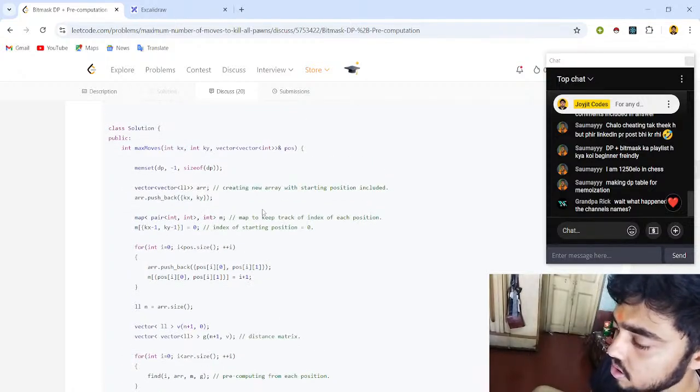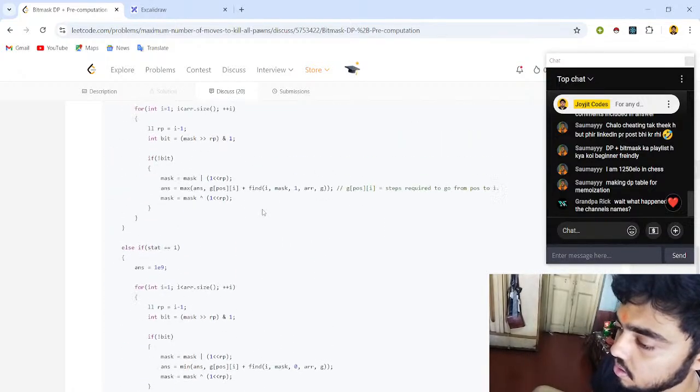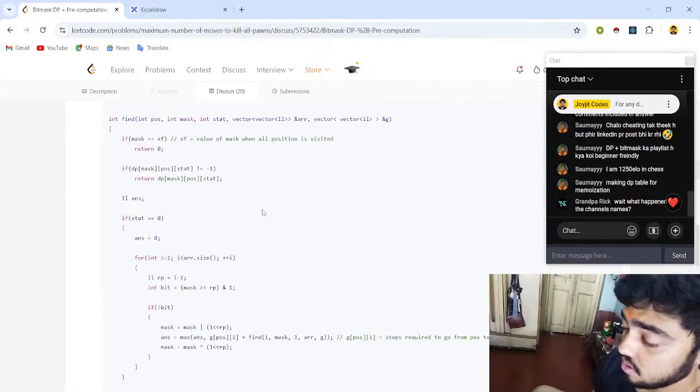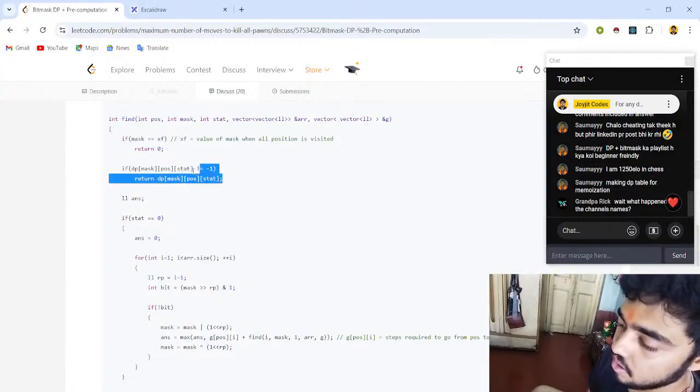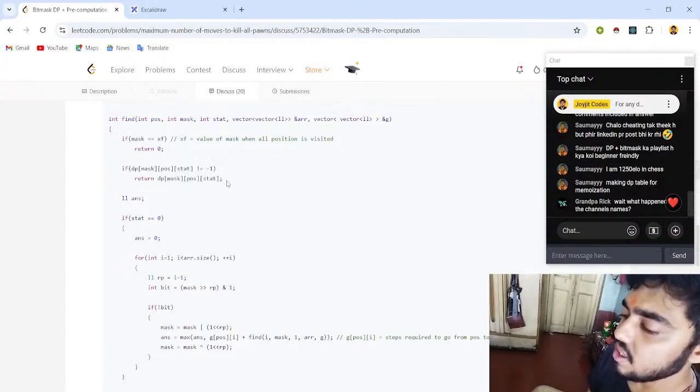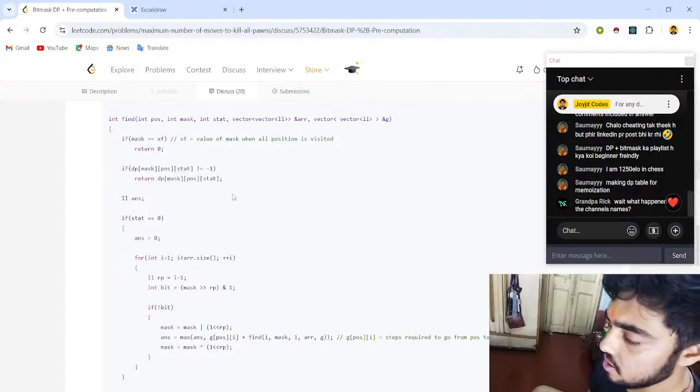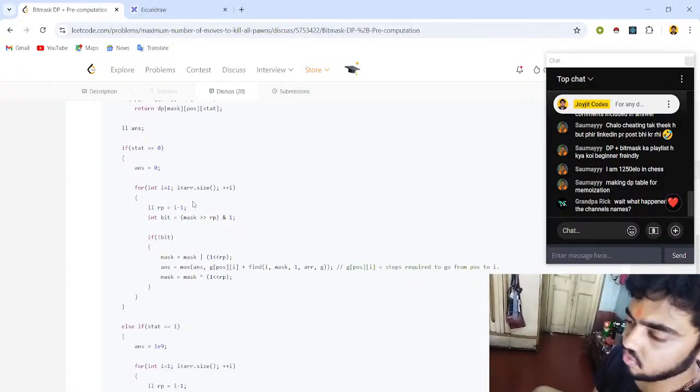Okay, so he was just taking a 3D DP. Dude, now this is getting too complex. So it means that if he has memoized that, that is, he has gone to that position of mask position stat. So this is the memoization part. So he doesn't need to compute the recursive approach. Okay, so that is what he has done.